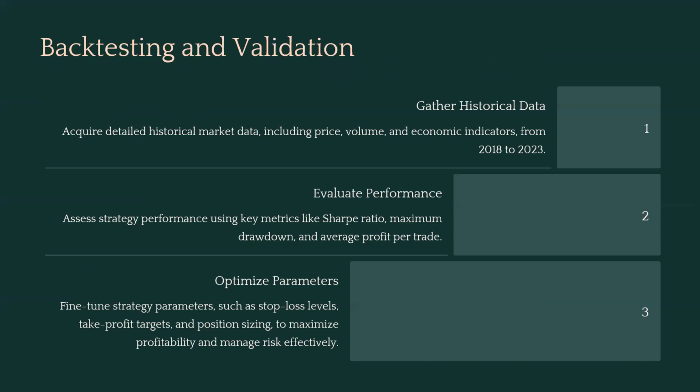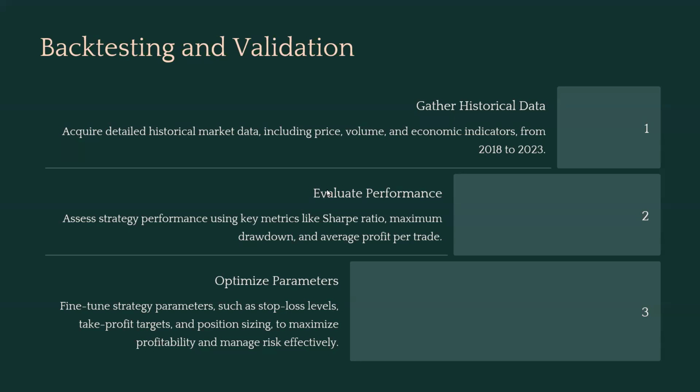So always remember to do backtesting and validation. So gather historical data, acquiring detailed historical market data including price, volume, and economic indicators. From the start of 2018 till the latest, probably 2023 or 24, you can look at the price trend, identifying the support and resistance line of the particular cryptocurrency.